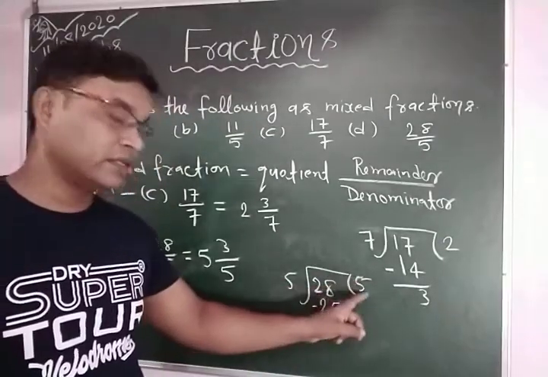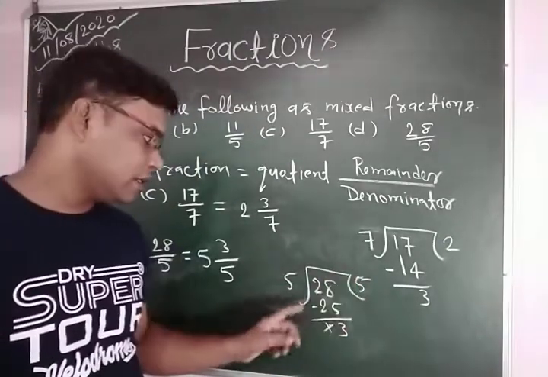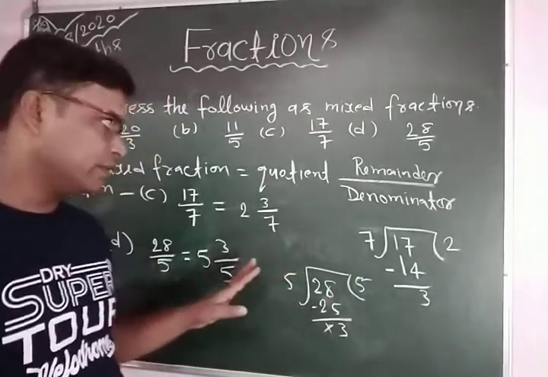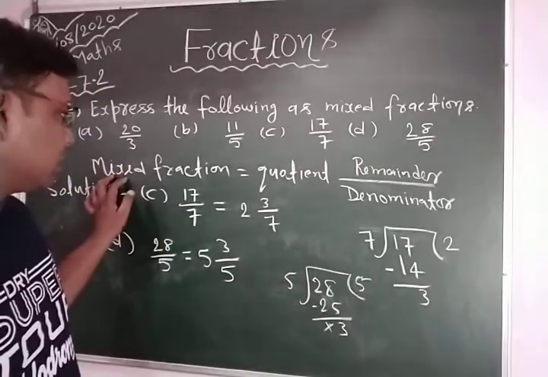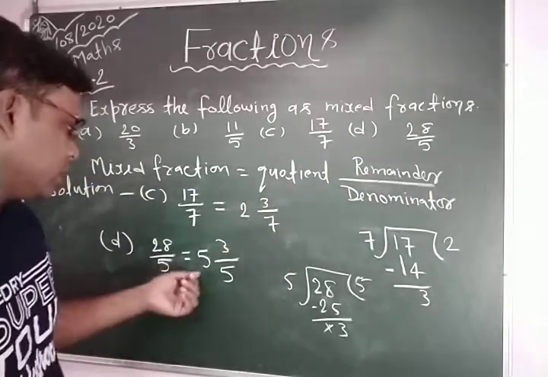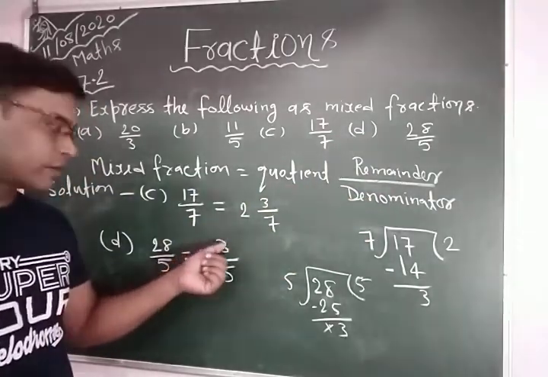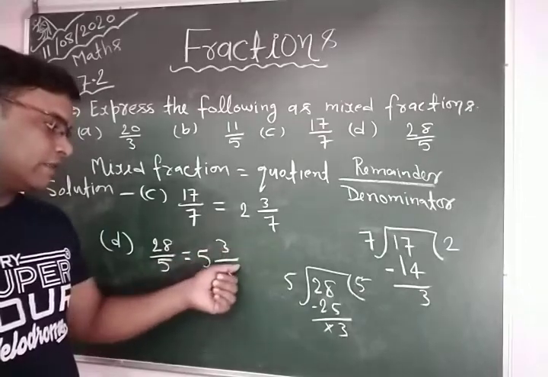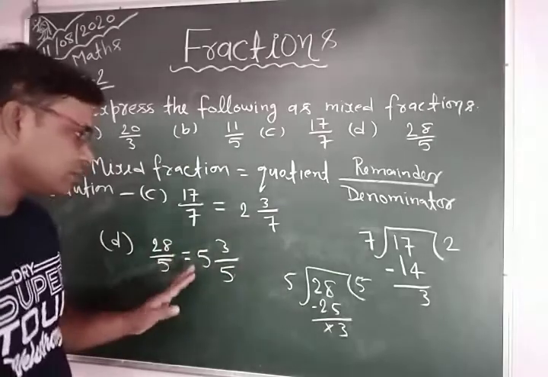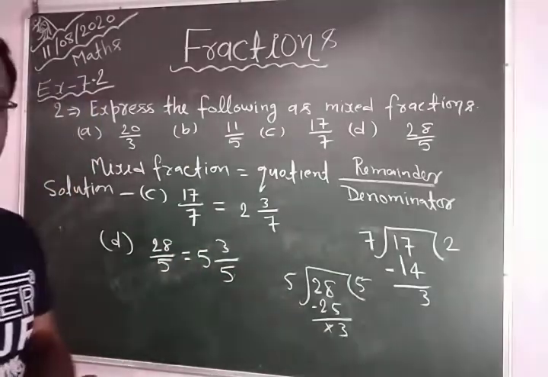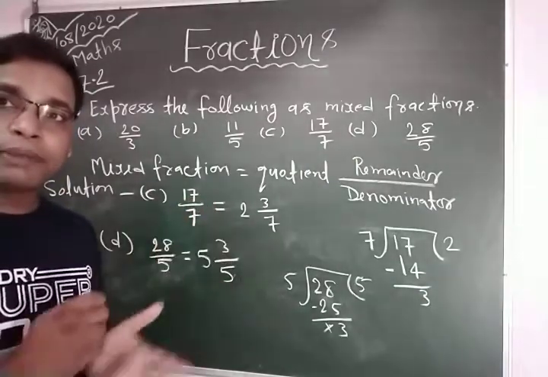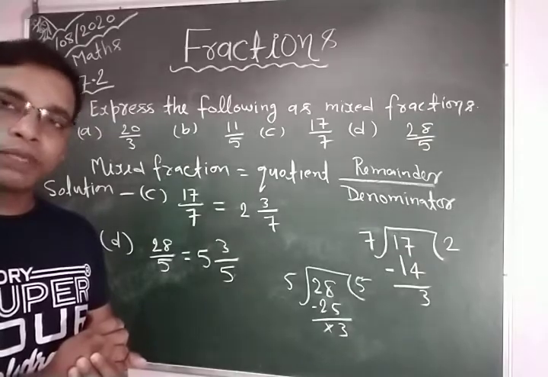So what is this 5? This 5 is the quotient, this 3 is the remainder, and this 5 is the denominator or divisor. So the form of a mixed fraction is quotient, then remainder by divisor. Here 5 is the quotient, 3 is the remainder, and 5 is the divisor. Denominators are both the same. So students, in this way you know how to convert a given improper fraction into a mixed fraction.